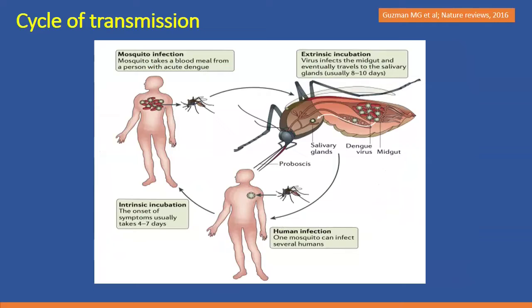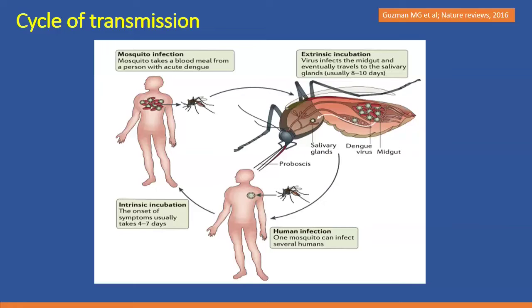The cycle of transmission: once an infected human being is bitten by a mosquito, it takes a blood meal and takes up the virus. The virus infects and replicates in the intestinal epithelial cell lining. Then it circulates into the hemolymph. From there, it is circulated to all other organs, and every other organ inside the mosquito is infected, and the mosquito remains infected for the rest of its life. This is the extrinsic incubation period of 8 to 10 days.